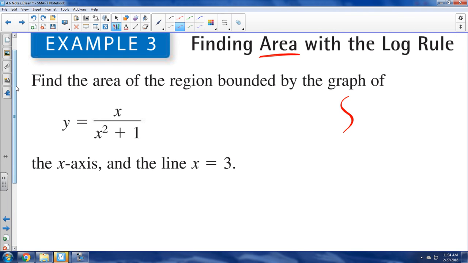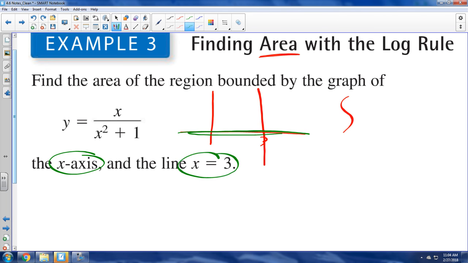If we were to draw it, we have the line x equals 3 here, and the x-axis, which is this. We have the line x equals 3, which is this. And then we have the graph, whatever that graph looks like. I don't know exactly what it looks like, but presumably it looks something like this, maybe? And then there's an area underneath it that we can find. So that's what we're working on in this problem.